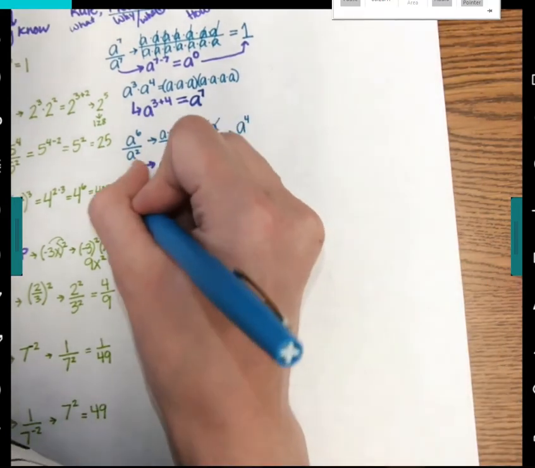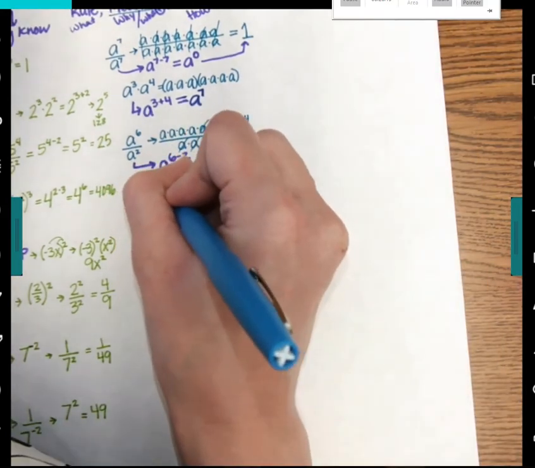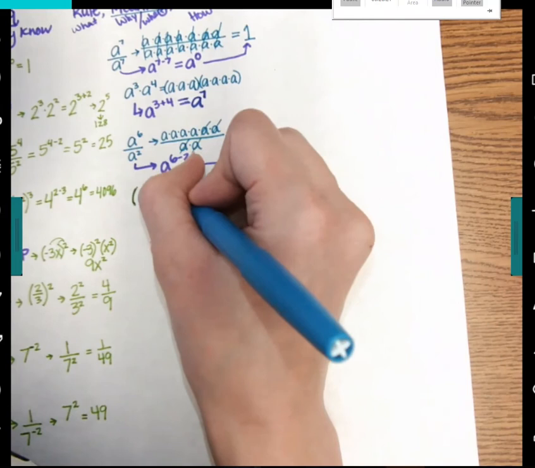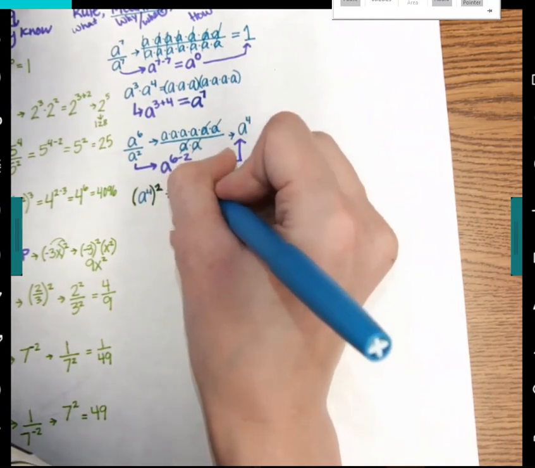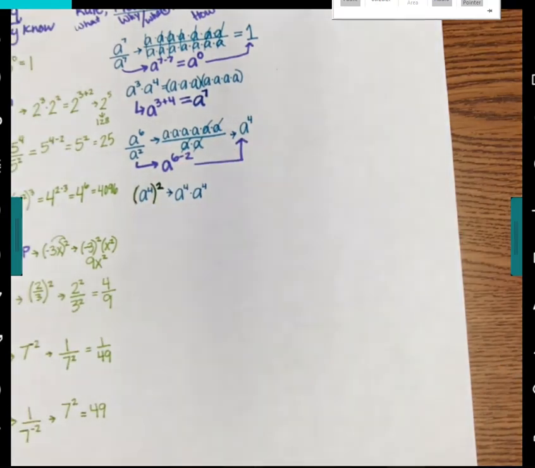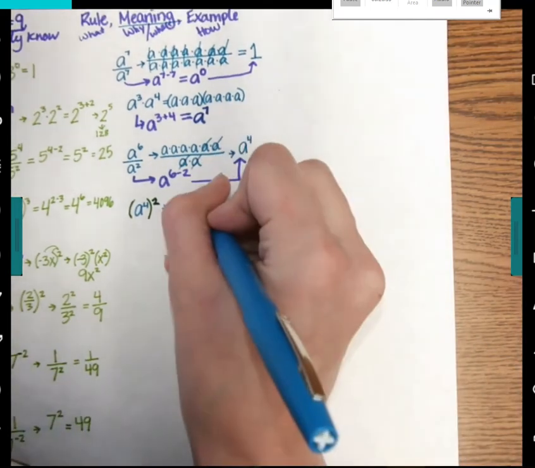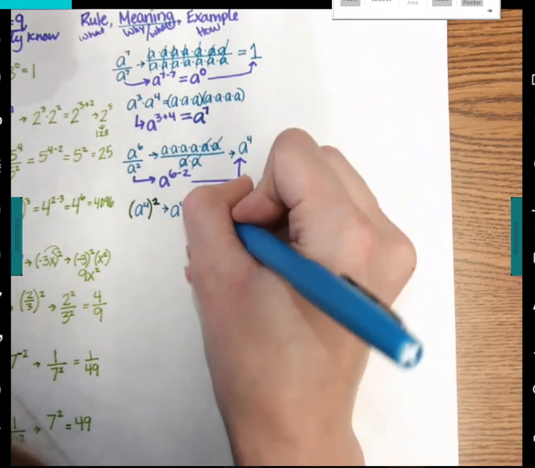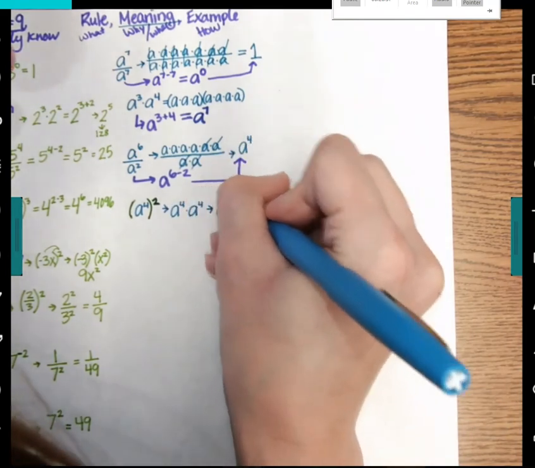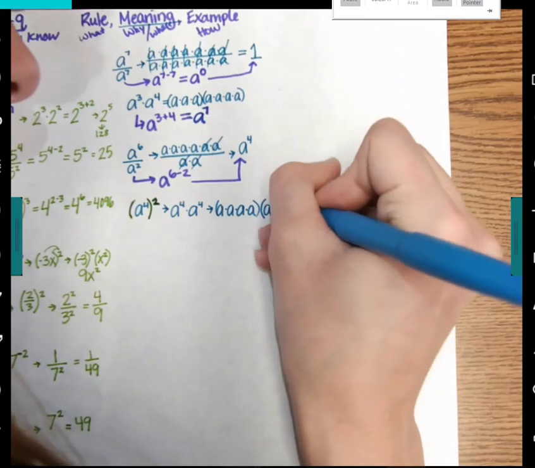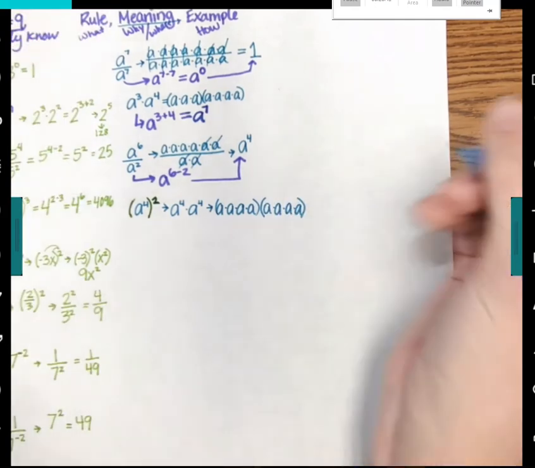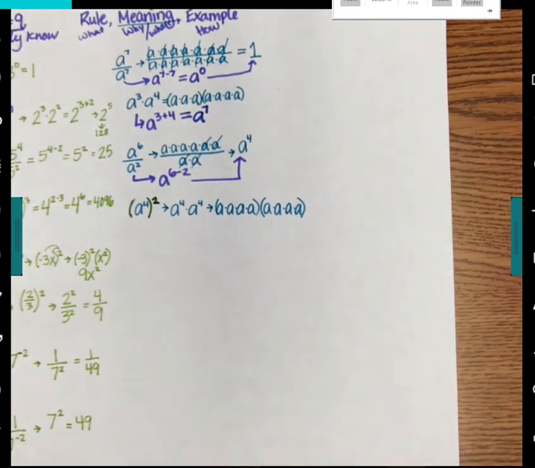So that means I'm going to multiply this by itself twice. So it's going to be a to the fourth times a to the fourth. Now I'm going to expand this out, which is going to be a little annoying. So 1, 2, 3, 4, a to the fourth times 1, 2, 3, 4, a to the fourth.